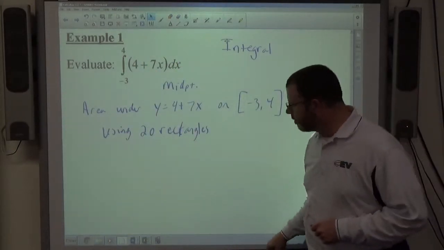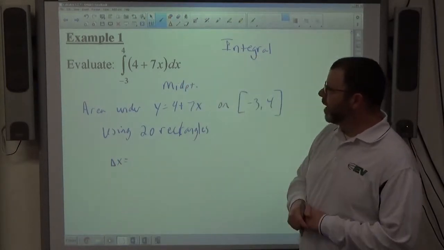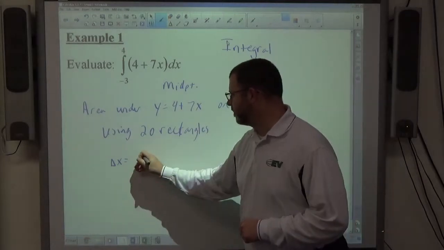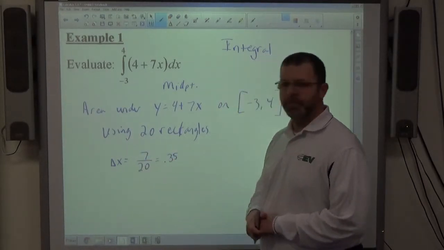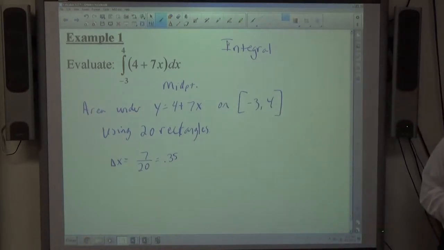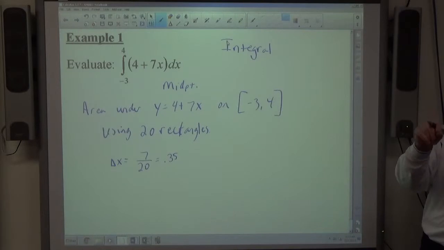All right, so first off, delta x. The distance from negative 3 to 4 is 7. Divide that by 20, we get 0.35. I like using 20 rectangles because you get a nice terminating decimal almost every time. There had to be something weird about the interval for it not to be. Usually the intervals are nice, like 2 or 6 or 7 or 5. Any integer divided by 20 is going to be point something, just a couple decimal places at most.